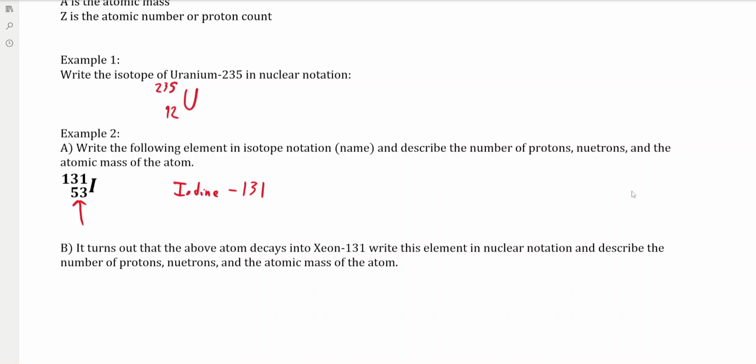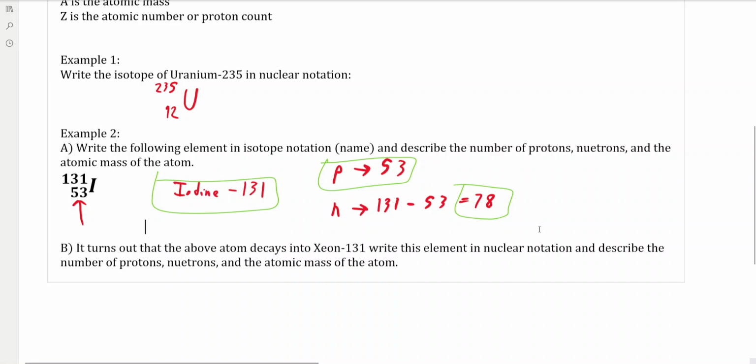Okay, so the number of protons is given by that 53. The number of neutrons is given by 131 minus 53. And so the number of neutrons is actually 78. So the number of protons and the number of neutrons are given there.